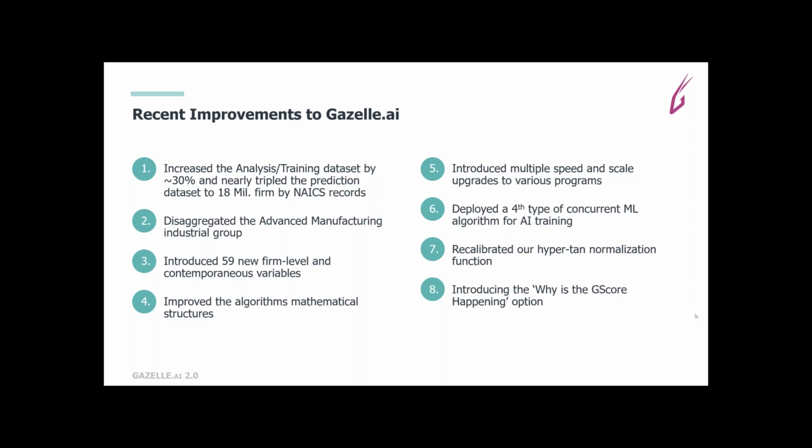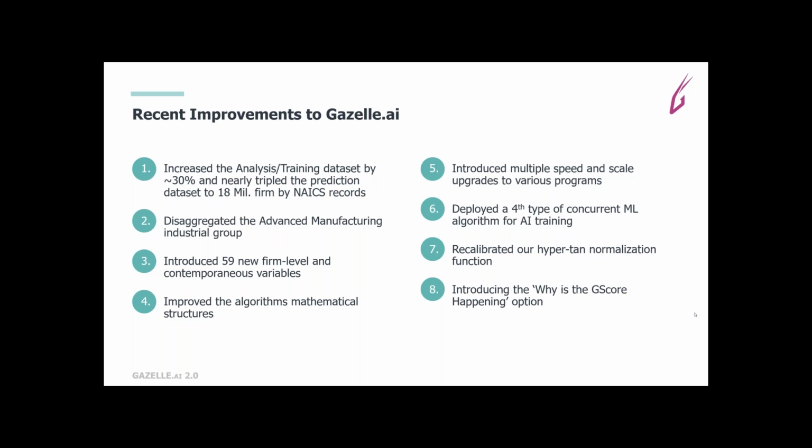And last but not least, we've introduced the why is the G-score happening option. What this does is disaggregate a firm's propensity to expand, which gives us its G-score, into 6 sub-propensities, reflecting firm level, industry, regional, deep learning, and supply and demand chain conditions. So this can be pretty useful when you're comparing 2 firms. Say one might have a G-score 5, one has a 4, and you ask yourself, what's the difference?